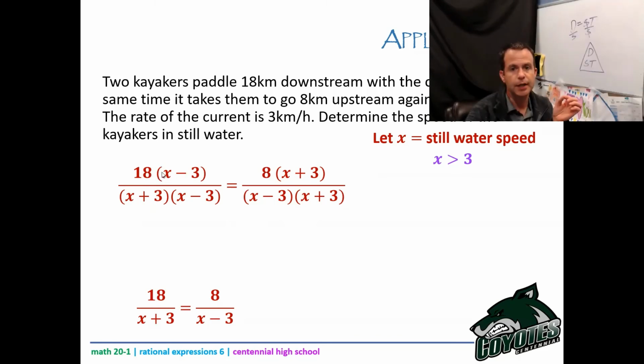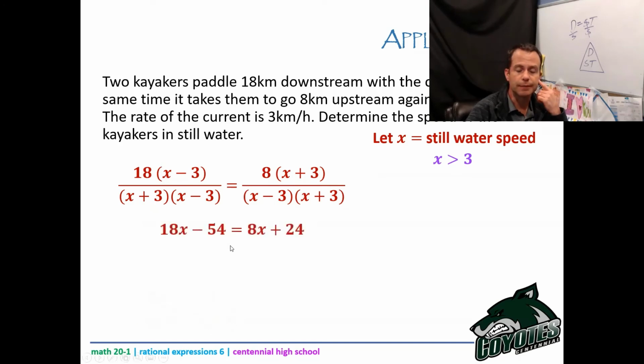While I do that, I'm going to distribute the 18 and I'm going to distribute the 8. So 18 times x will give me 18x. 18 times -3 gives me -54. 8 times x gives me 8x, and 8 times 3 gives me 24.